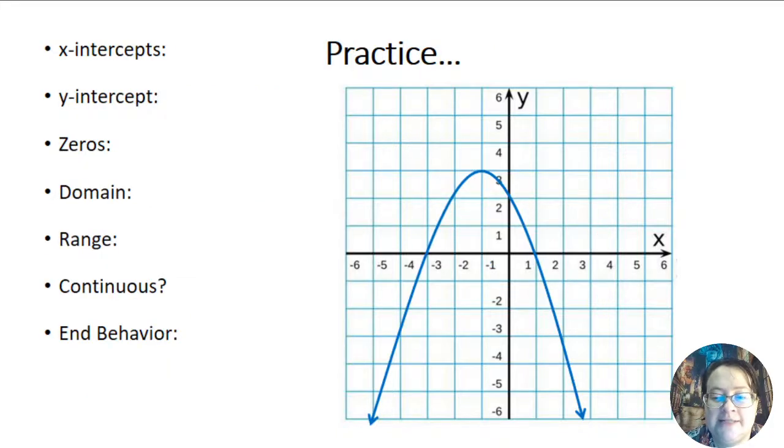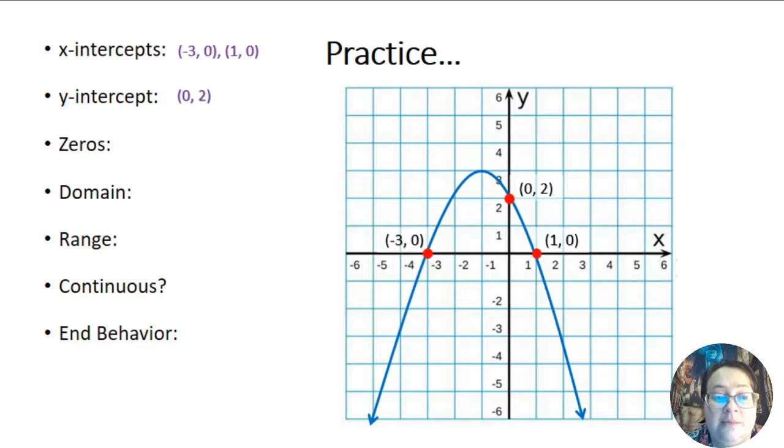Let's practice with an example. Here we have the graph of a quadratic function. So first we're going to list our x-intercepts. And if I look here, it crosses the x-axis at negative 3, 0, and 1, 0. So my x-intercepts are those 2 points, negative 3, 0, and 1, 0. My y-intercept is where it crosses the y-axis, here at 0, 2.